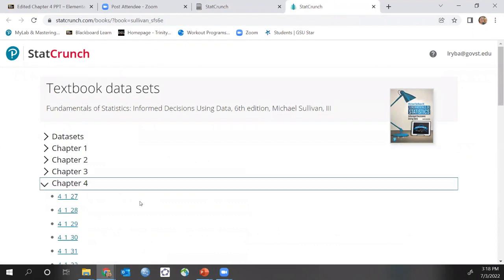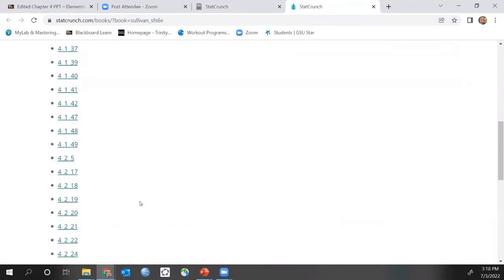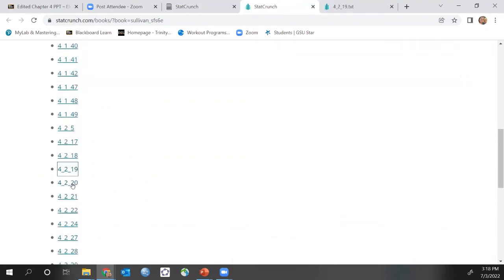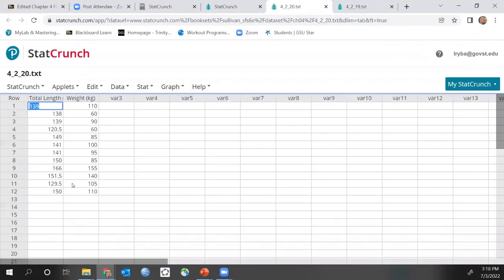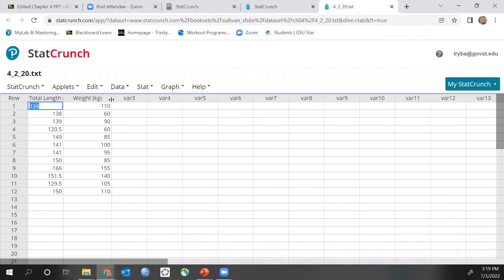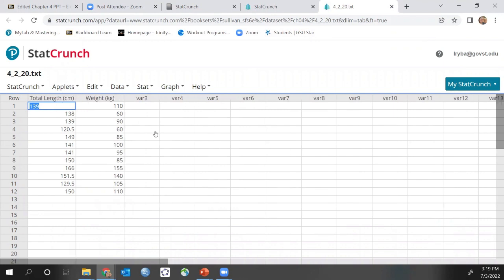We are in chapter 4, section 2. So I'm just going to pick one and hope that it works here. All right, let's do this one. We have length and weight. I don't know what it is that we've measured the length and weight of, but we are comparing length and weight.